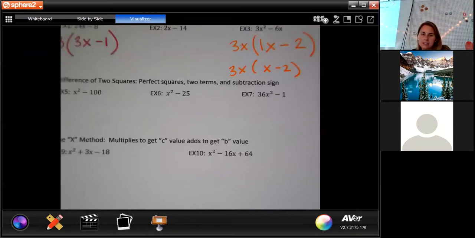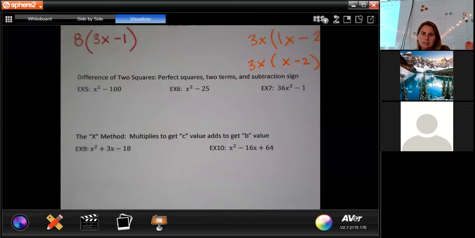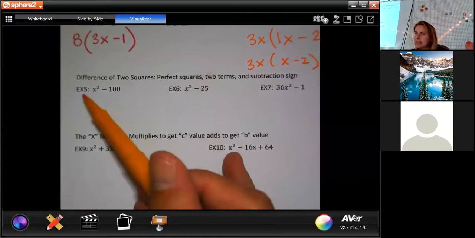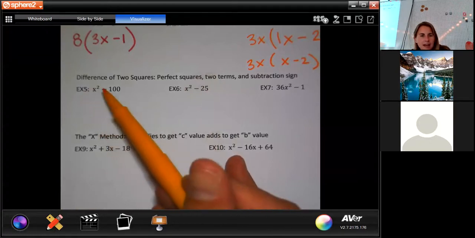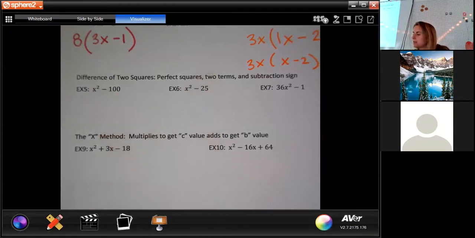The next kind of factoring, and then stop me if you get stuck. Next kind of factoring, difference of two squares. You need to be able to recognize that it's a difference of two squares. And what I mean by that is you have to recognize that this is a square and your second number is one of the perfect squares.